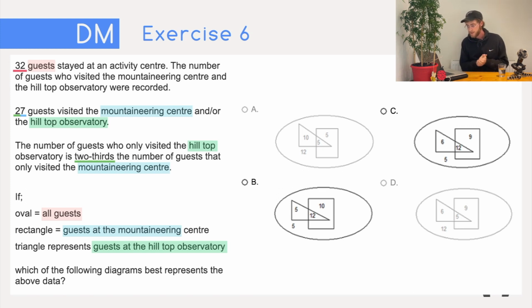Then if we look at the third paragraph, it's saying that the Hilltop Observatory should be 2/3 of the mountaineering centre. But again, be really careful reading these paragraphs. It says "only visited the hilltop". That means we're looking for the numbers that are only in the shapes, so not where they cross over. And if we compare them, we can see for B, the number in the triangle is not 2/3 of the rectangle, so we can exclude that as the answer. C is our correct answer, and if you do the calculation, you can see that 6 is 2/3 of 9.